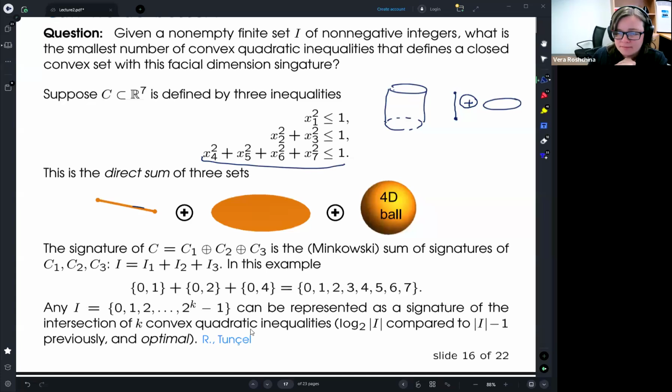Okay, so now when I construct the direct sum, what happens is the faces of the set that I obtain as a direct sum, they are direct sums of faces of the original sets, but also it works the other way around.